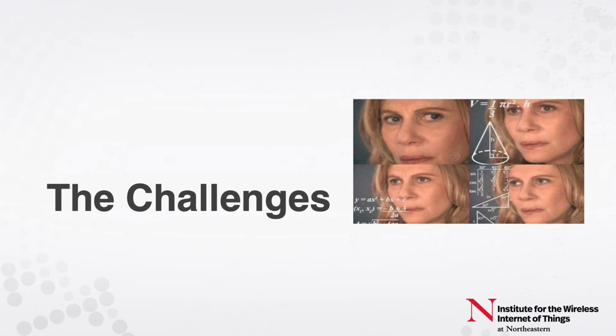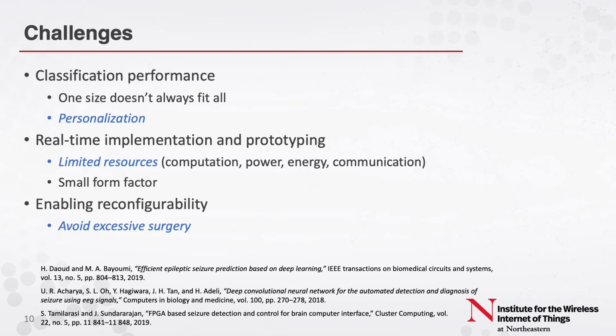So now that we understand the problem that we're facing, we can talk about the challenges that we face in developing a working seizure prediction prototype. One of the most obvious challenges is actually the seizure prediction itself. So how well can you classify the stages leading up to a seizure? The problem here is that one size doesn't always fit all for a classifier. One classifier that works really well for one patient might not work very well for another patient because of predisposed conditions and just the different ways electrodes are placed, a number of reasons. So there needs to be a form of personalization per patient in the classifier itself.